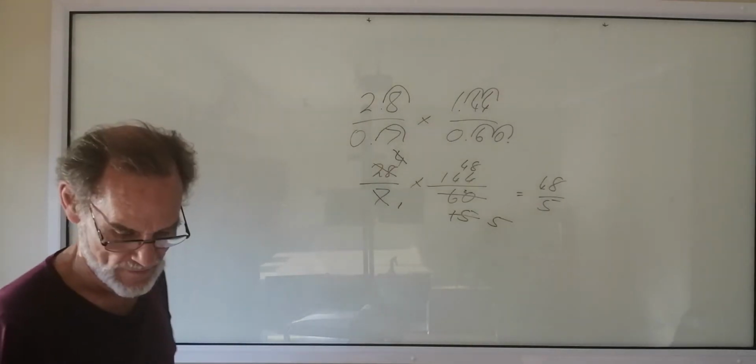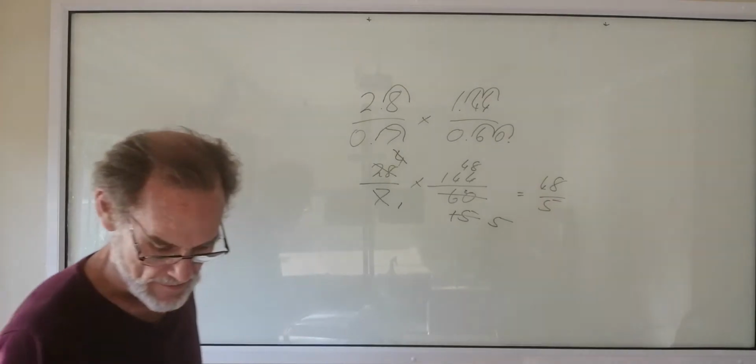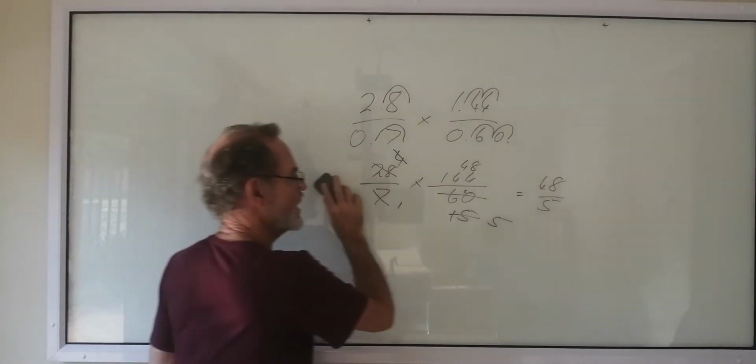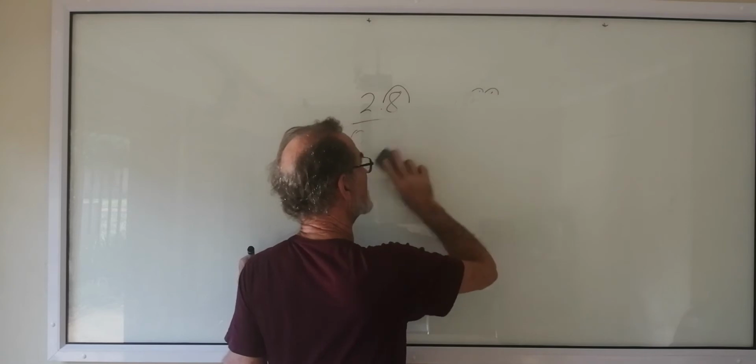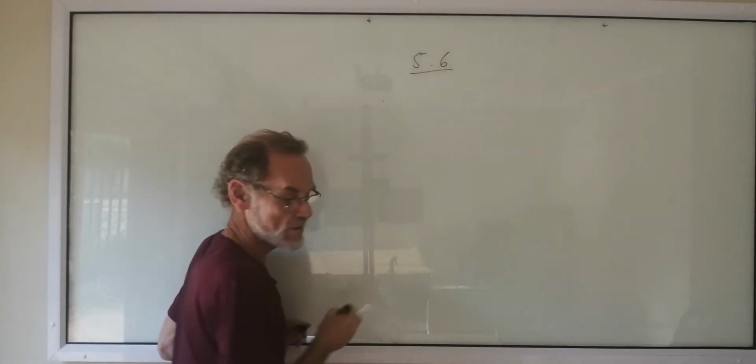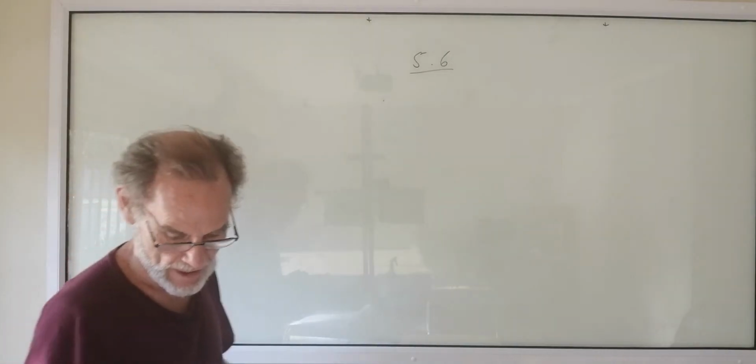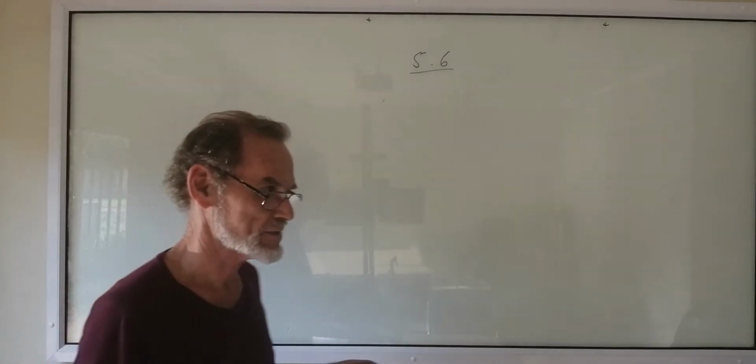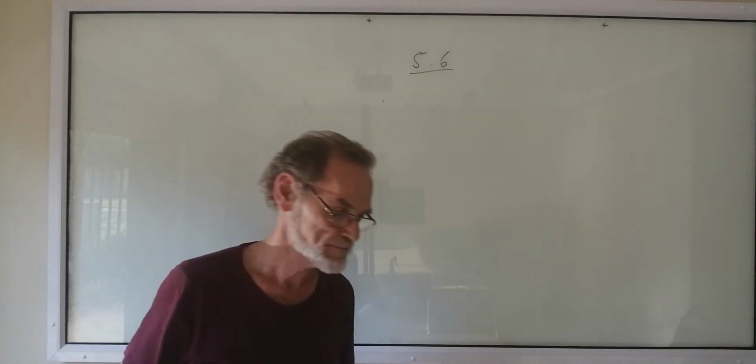Improper fraction. Okay. Alright. So now in the next exercise, which is 5.6, we are looking at further calculations. So this is the things that they call problems. Okay?